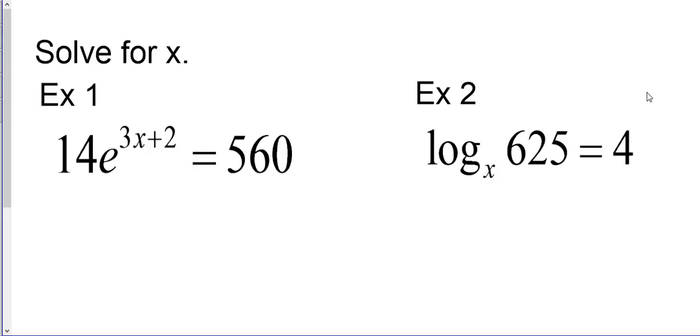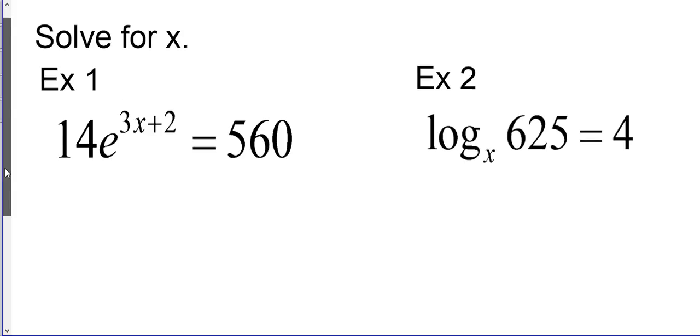Welcome back. What we're going to go through are some problems on how to solve exponential and logarithmic functions. We're solving for x. Just make sure you do inverse operations. That's the key thing when you're doing any type of equation solving. So without further ado, let's go through some examples.